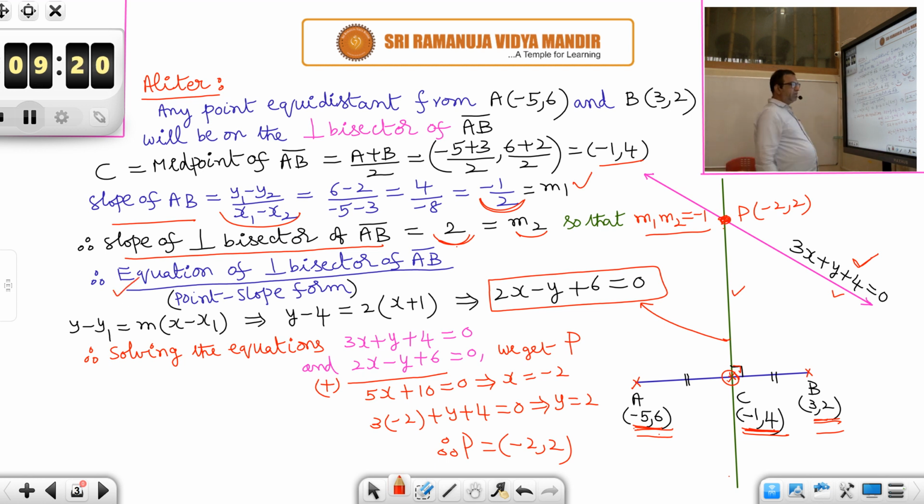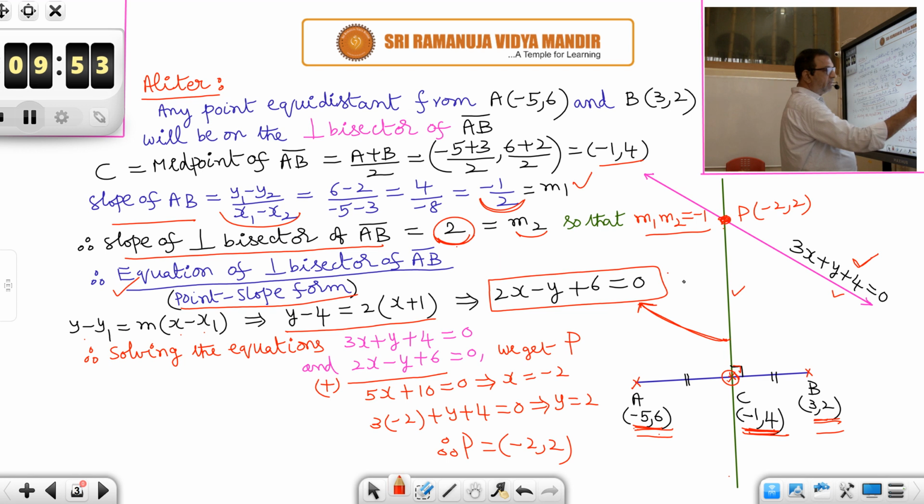So here, equation of the perpendicular bisector of AB in the point slope form. Point slope form is y minus y1 is equal to m into x minus x1. Our point x1, y1 is what? Minus 1 comma 4, and the slope m is what? 2. Already we have found. So substituting these values here, you get the equation of this line, 2x minus y plus 6 equal to 0. So that is the equation of the green line I have shown by this arrow.